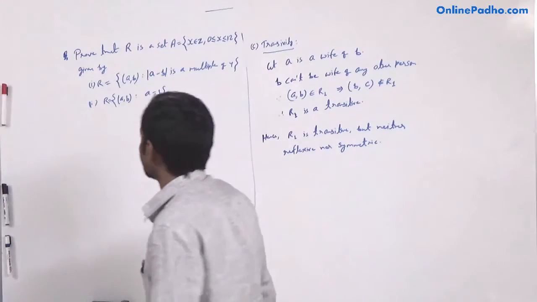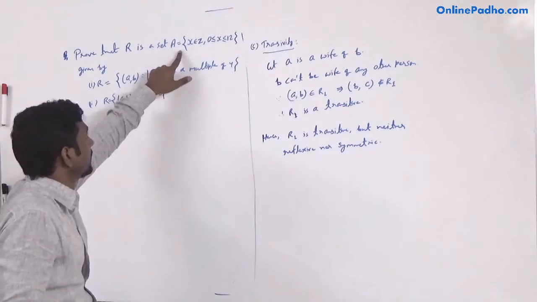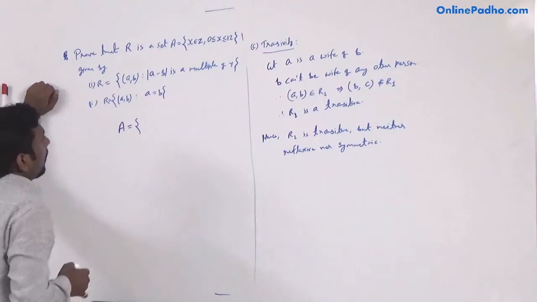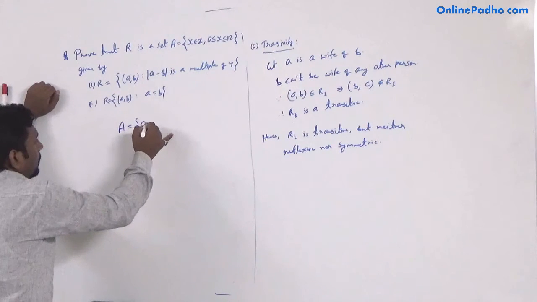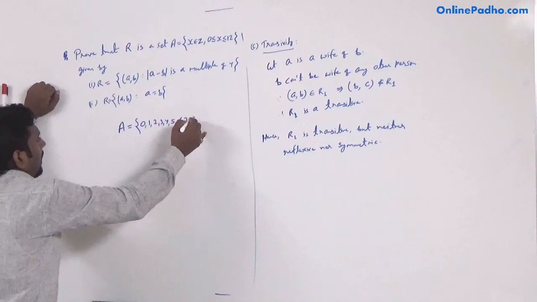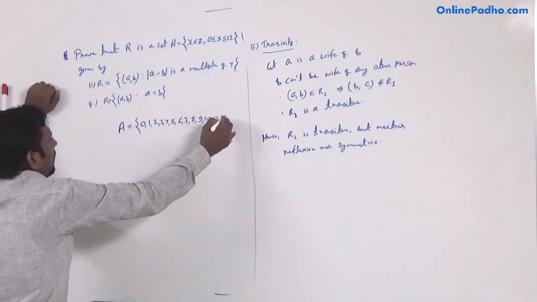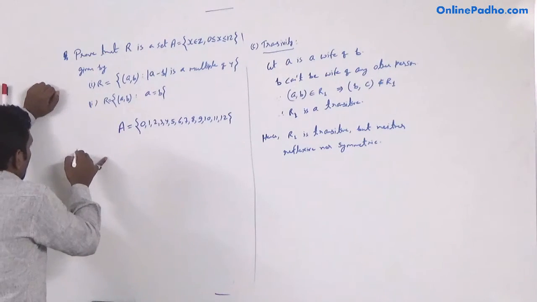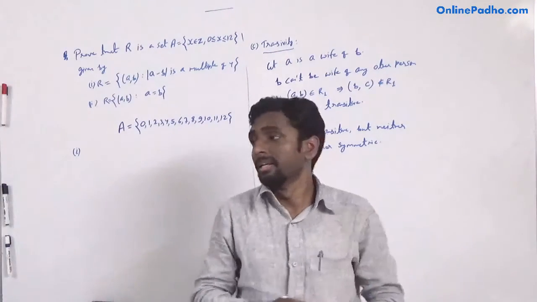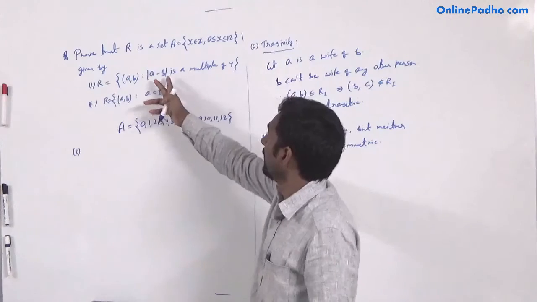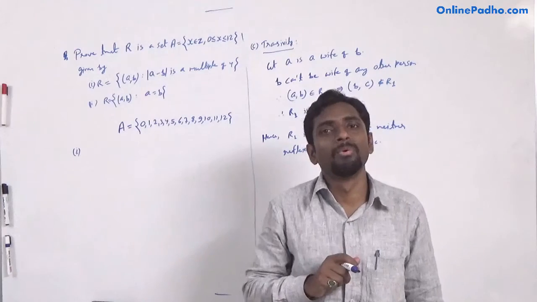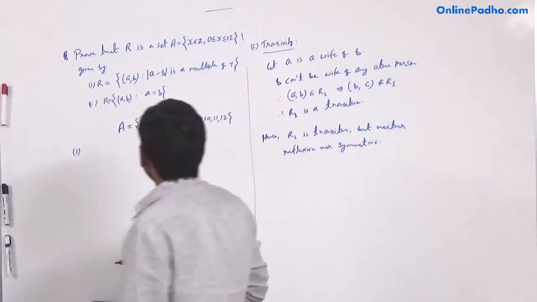So first we need to write the sets. First we need to write this set in roster form. Set A can be written as all integers that lie between 0 to 12, including 0 and 12: 0, 1, 2, 3, 4, 5, 6, 7, 8, 9, 10, 11, 12. Now this is the set A. Now the first part: R is equal to (A, B) such that mod A minus B is a multiple of 4.